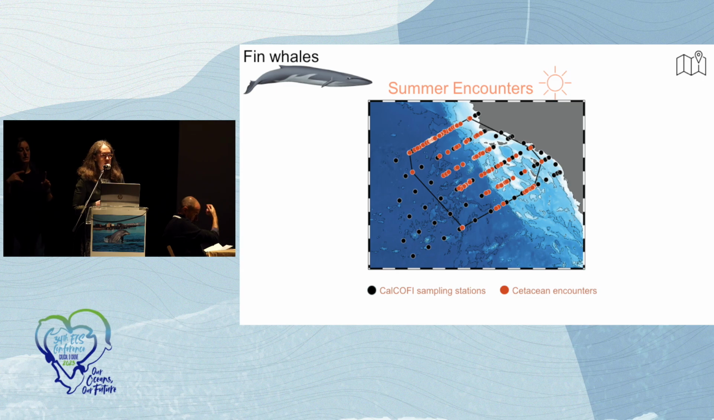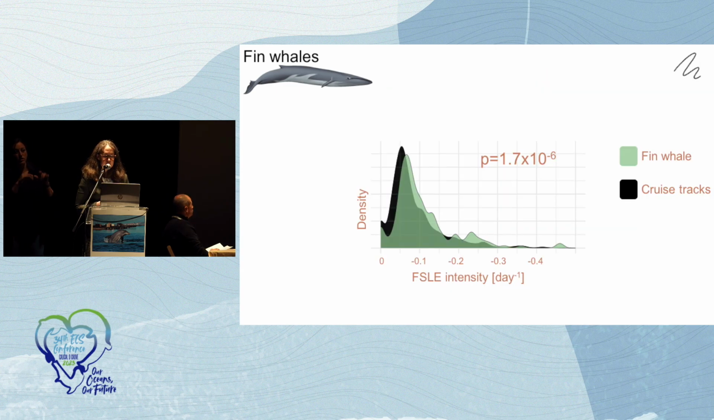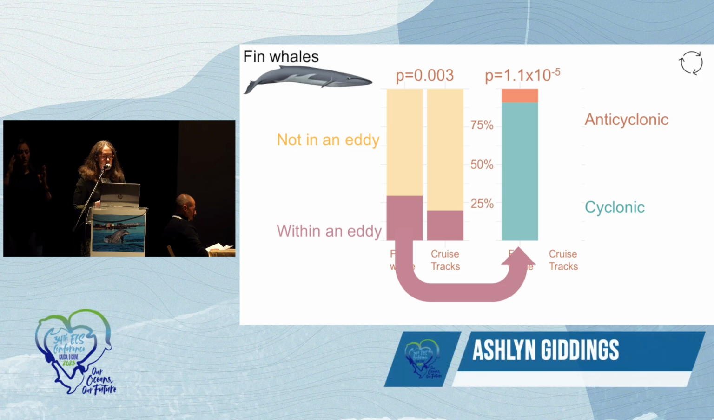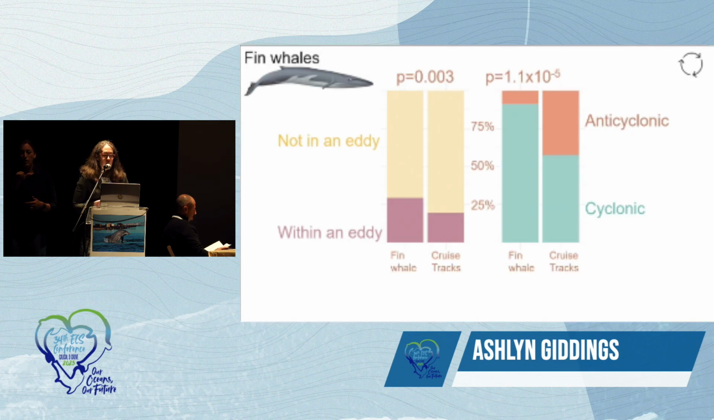We saw most encounters on that northernmost sampling line. Like the blue whales, fin whale encounters occurred at stronger FSLE intensities than the background that we would expect by chance. But when we look at the eddies, we found that fin whales were more likely to be encountered within an eddy than we would expect based on the cruise tracks. And they were almost always encountered within a cyclonic eddy, not an anticyclonic eddy, which is significantly different from the proportion of cyclonic and anticyclonic eddies that were available for them on the cruise tracks.